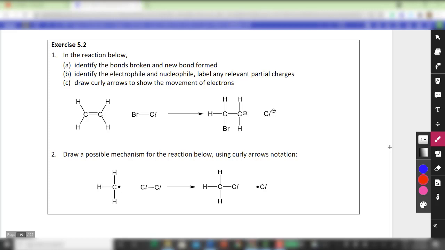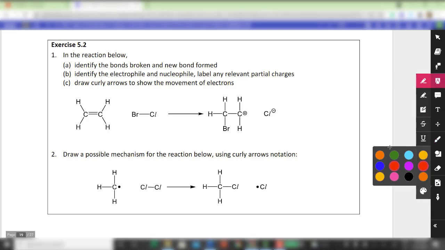They ask you to identify the bonds broken and the bonds formed. The bonds broken in this case are, number one, the BrCl sigma bond, and then the C=C pi bond. I must be explicit here: only one of the pi bonds is broken. And the bond that is formed is the C-Br bond over here. So these are the bonds broken and the bonds formed.